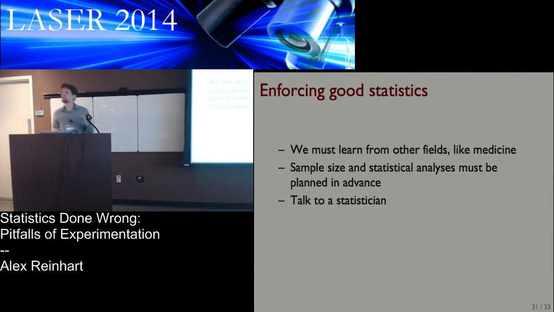So we should learn from other fields, like medicine. In medicine, evidence-based medicine has been a big thing for a while now. They've been trying to figure out how they can solve these problems. In medicine, you need to plan your sample size and statistical analysis in advance to get IRB approval, to get grant funding. And physicians and clinicians often talk to biostatisticians when they're planning their studies.